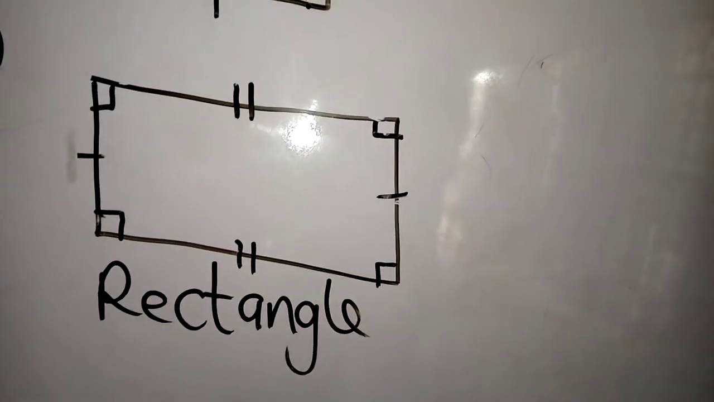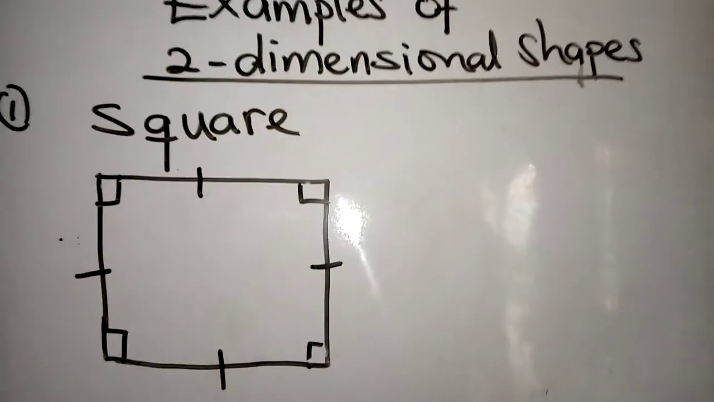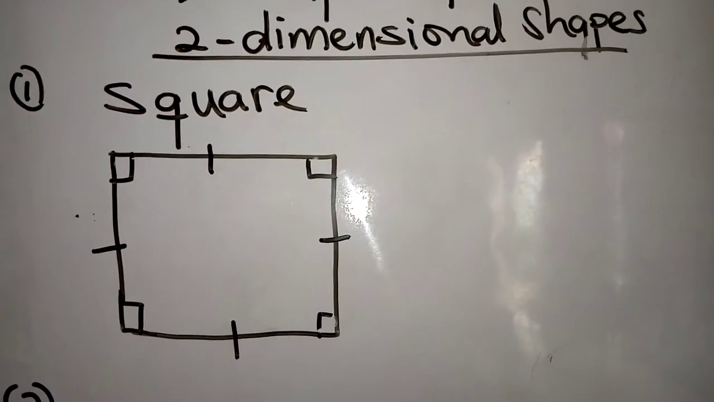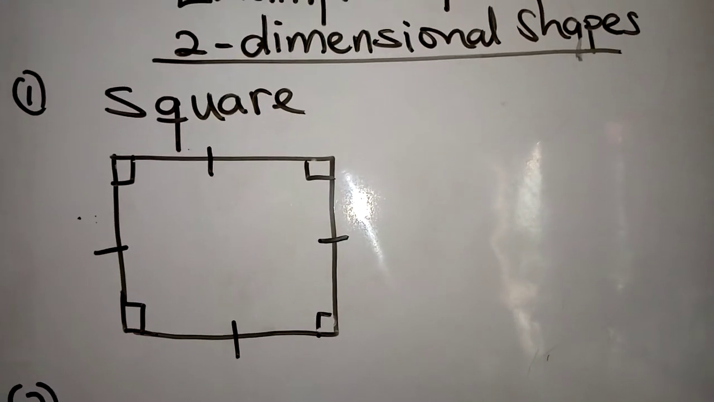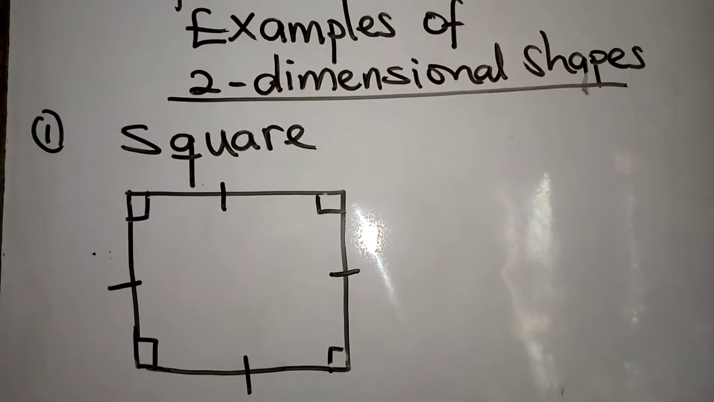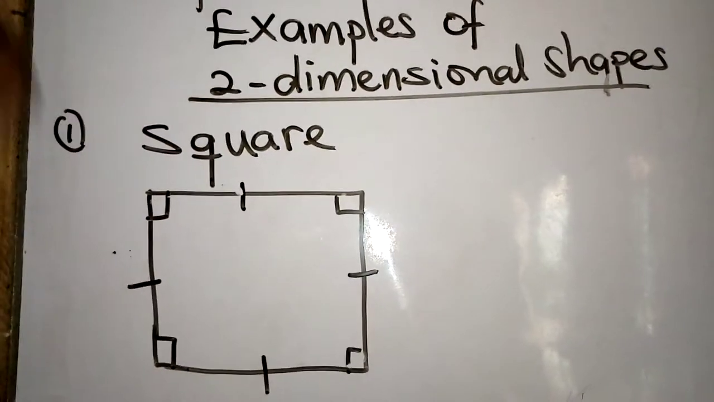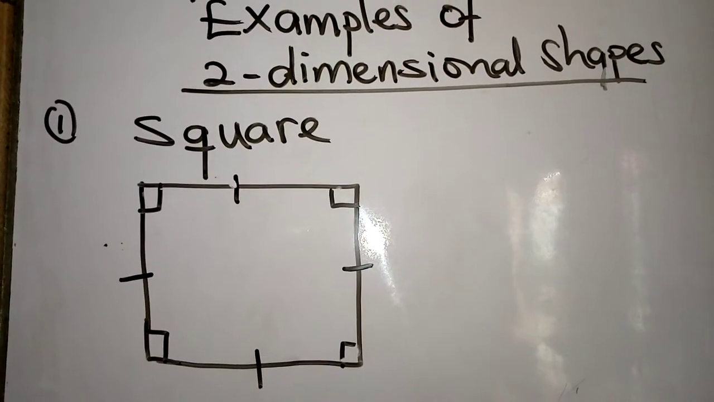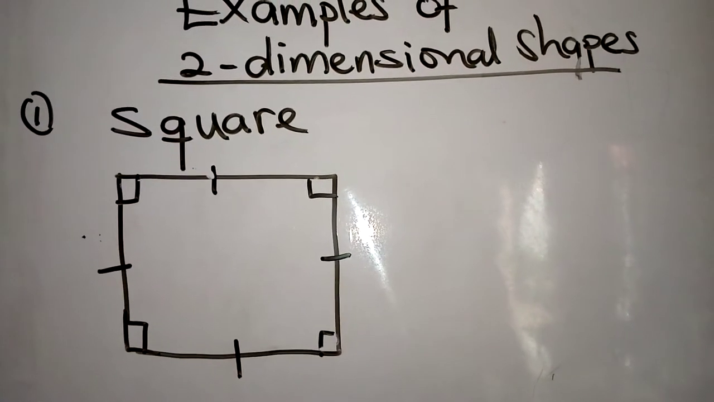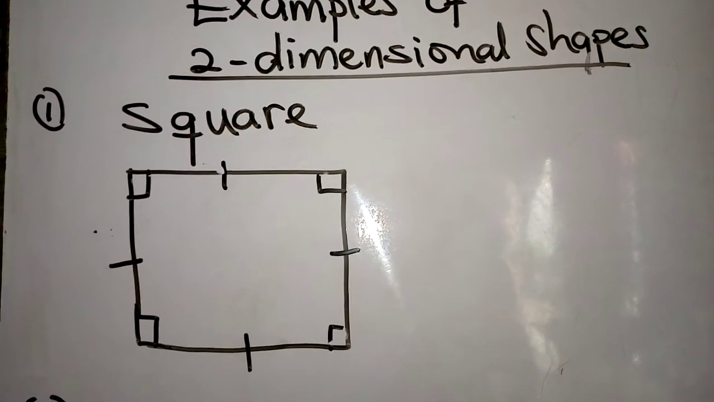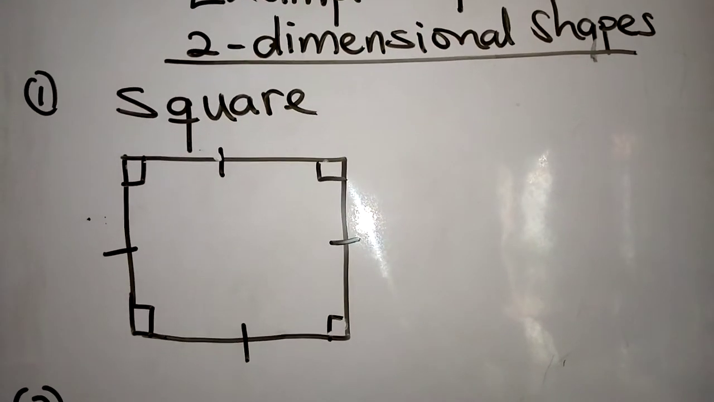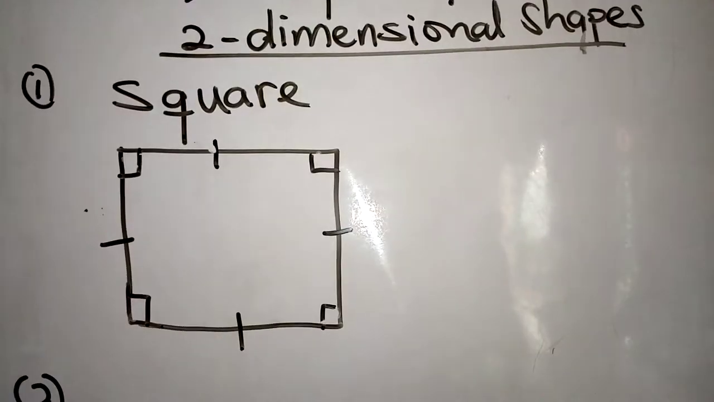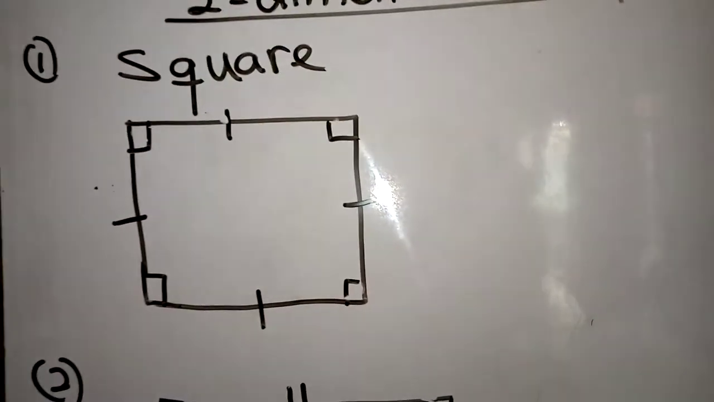Now let me ask you, how many sides does a square have? A square has four sides. 1, 2, 3, 4. How many angles does a square have? A square has four angles. 1, 2, 3, 4.